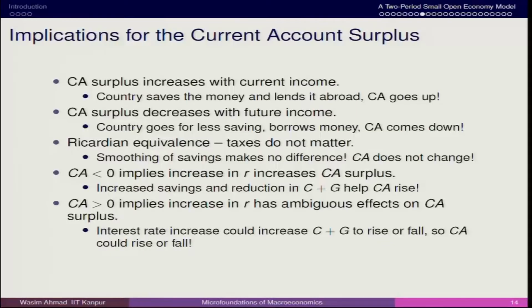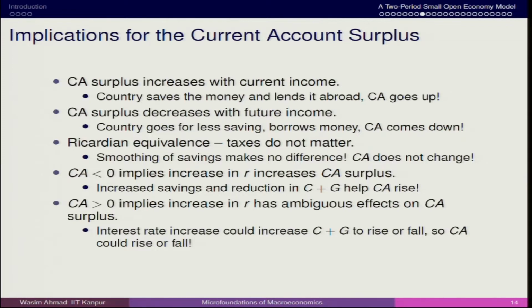Here also it will be the same, there will be a parallel shift of the budget line, because if an individual is thinking that the current income is increasing, you will be saving some part of your income for future consumption. So, this is what it implies here also at the country level, that the country saves the money and lends it abroad. If your saving is going up, you are lending in the market, you have the CA into 1 plus R in the future period, right.